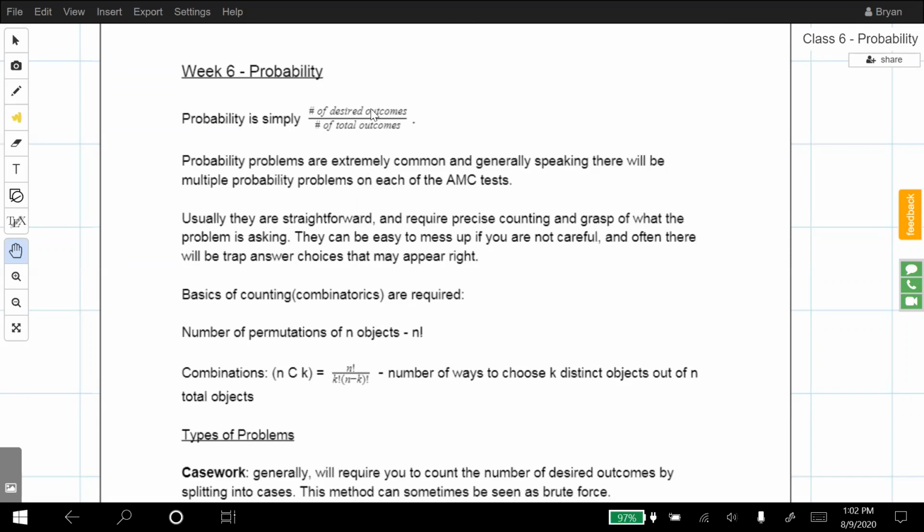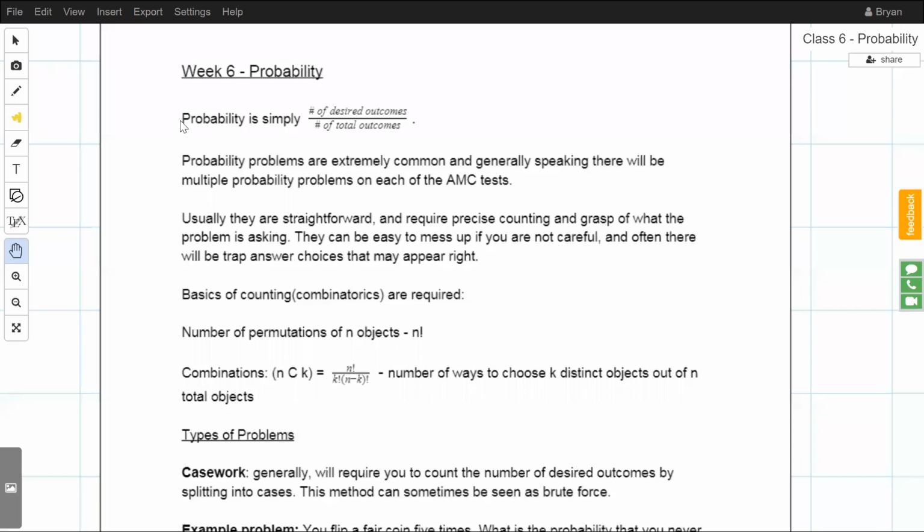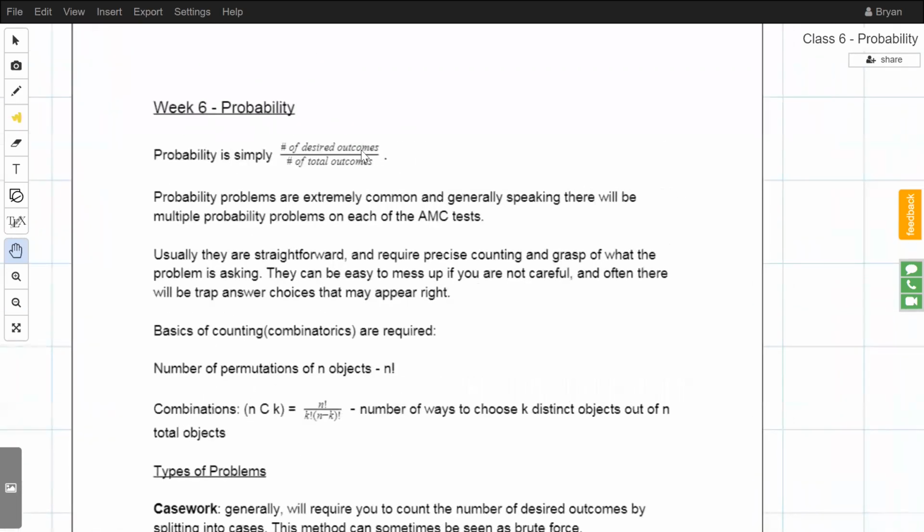This week is going to be about probability, which is one of the more common types of problems you'll see on the AMC 10. Probability is basically the chance of something happening. I like to define it as the number of desired outcomes over the number of total outcomes. You find out how many ways the event you want can happen, and you divide it by the total number of events that can happen.